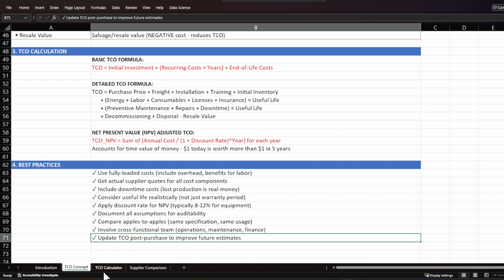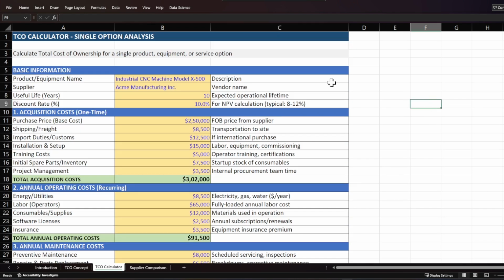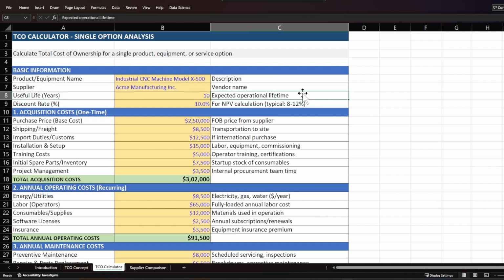Now let's move to the TCO calculator. It is very easy. First of all, you will be creating a sheet in which you will write your product name, the supplier name, and the useful life, which is 10 years, the expected operational lifetime. This is the discount rate for the NPV calculation. It is typically 8 to 12%. Let us say it is 10% for our case.